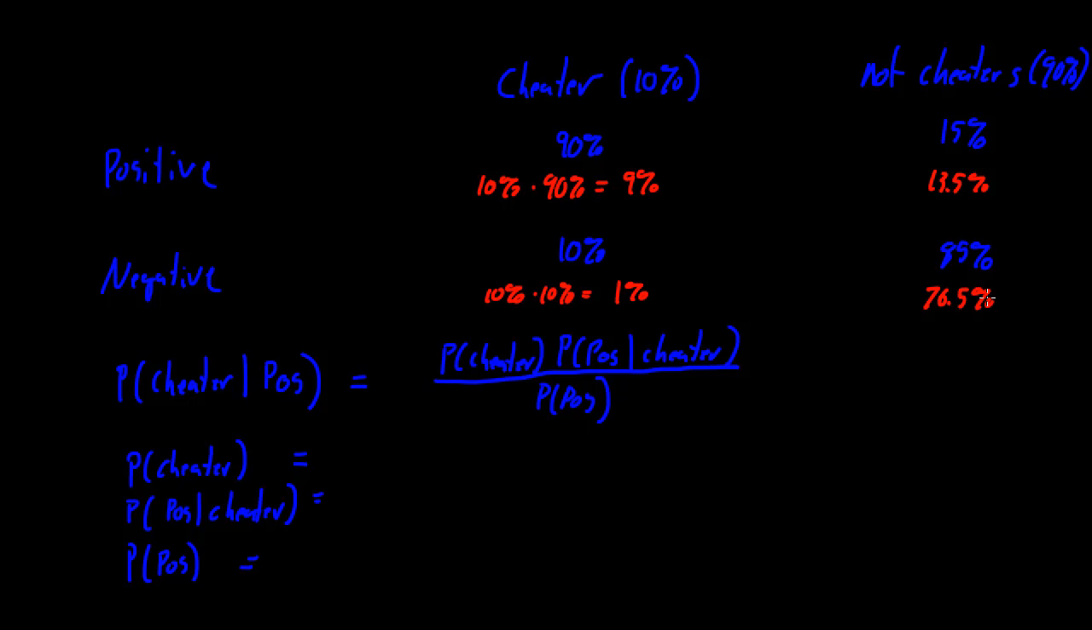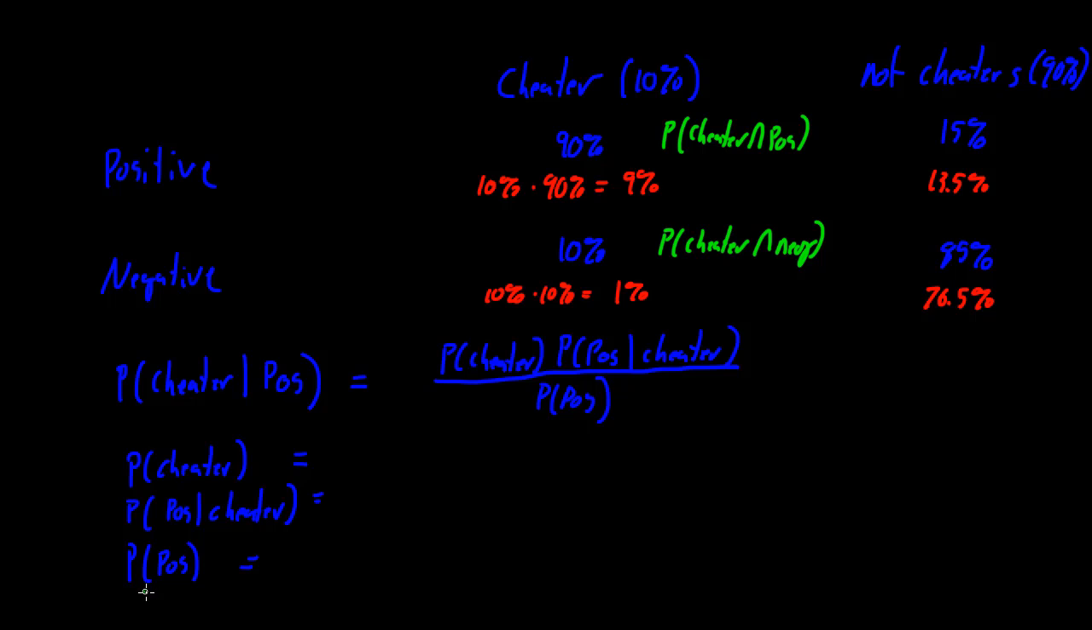76.5%. So what these values are telling us is the probability that someone is a cheater and positive, or the probability that someone is a cheater and negative, and so on for the rest of our table. So we can use this to figure out the different probabilities that we need.